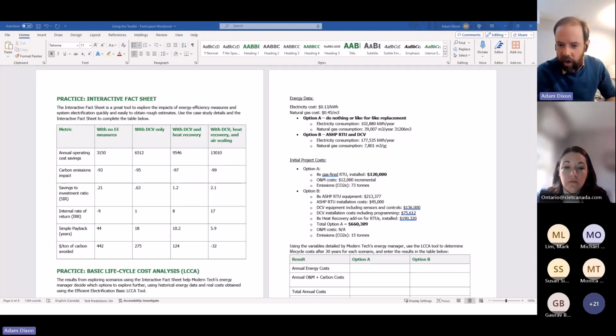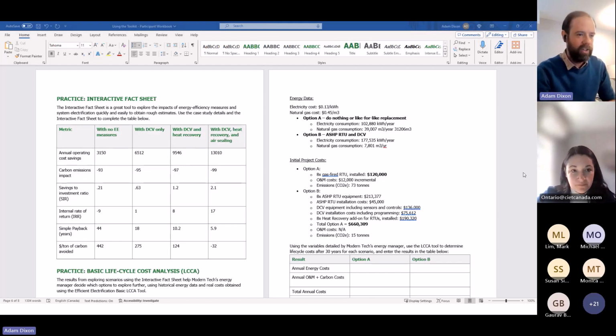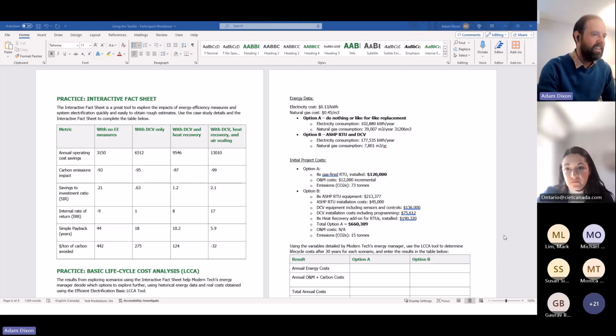So hopefully we'll expose that in a bit here. We'll hopefully answer that question after we go through the sheet in a little more detail.